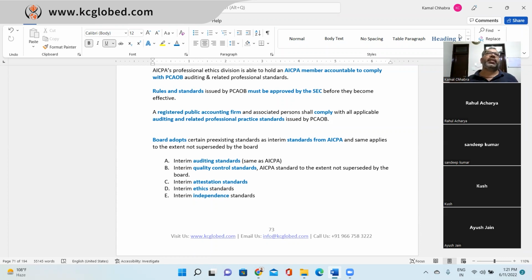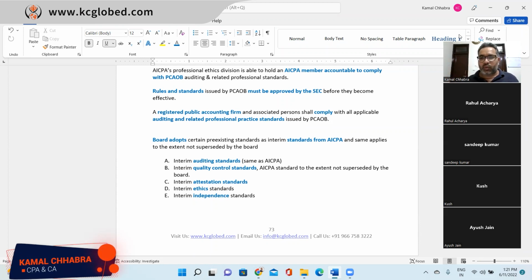So for example, there is an additional rule issued by the PCAOB to conduct the audit of a listed client, which is not part of the AICPA. But if you are not adhering to that rule, which is not part of the AICPA, the AICPA can still take disciplinary action against you, right? Make sense?